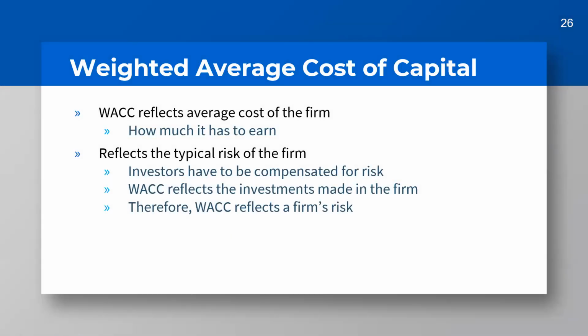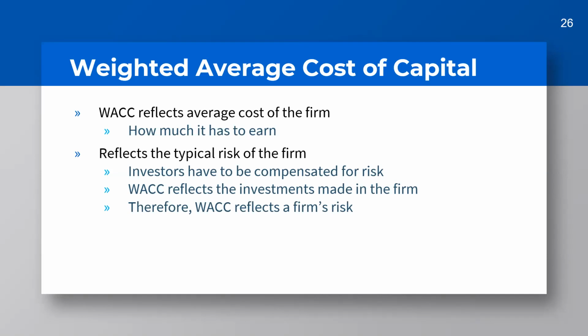All right, so what this WACC reflects, the weighted average cost of capital, is how much a company has to earn, right? A very important thing to keep in mind is that it's reflecting the typical risk of a company, and investors have to be compensated for risk, right? You have debt investors, equity investors. Debt is relatively less risky than equity. So given the risk differences, debt is usually going to be cheaper than equity over the long run.